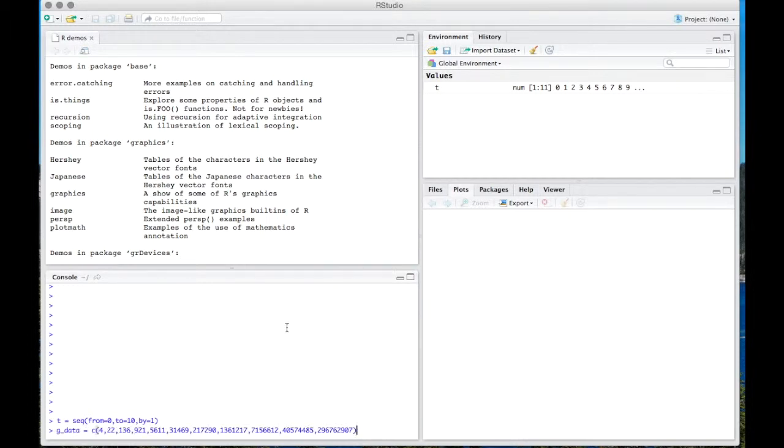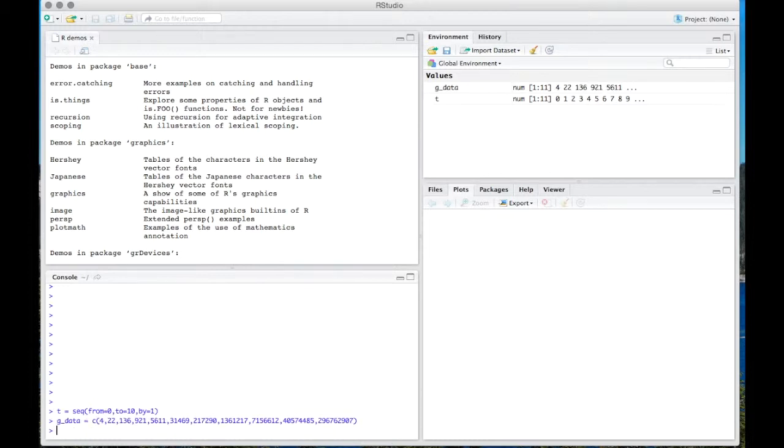Okay, so here I've just entered all of the numbers from our data table. And we should always check and make sure here we have an 11 list. These numbers need to match up or we won't be able to plot them.